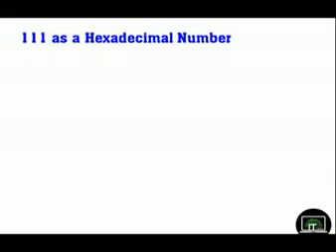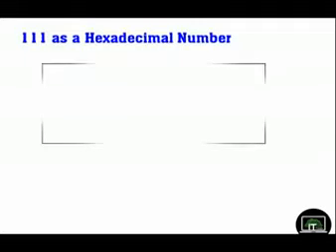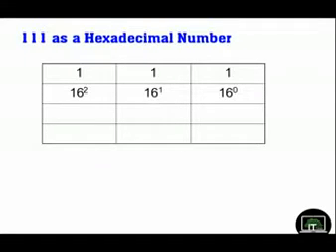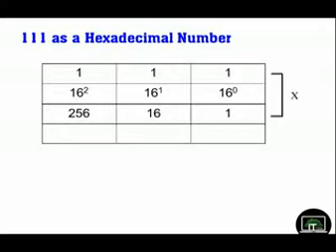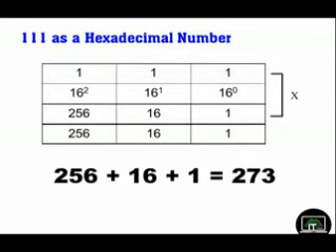Now we can do this as a hexadecimal number. We write the values: 16 to the power 0, 16 to the power 1, 16 to the power 2. 16 to the power 0 is 1, 16 to the power 1 is 16, 16 to the power 2 is 256. We multiply together, that is 1, 16, 256. We will add together, that is 256 plus 16 plus 1, that becomes 273.